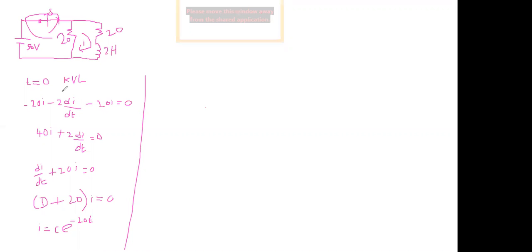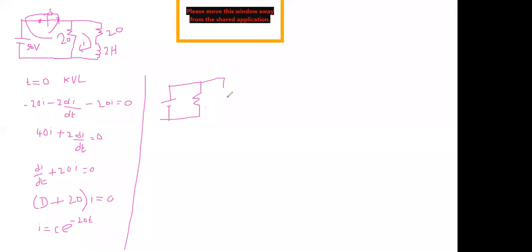Here the switch has been closed for a certain time. When the switch is closed, the inductor acts as a short circuit. Generally, for DC voltages, the inductor acts as a short circuit. If the inductor acts as a short circuit, then the circuit is like this, for the switch-closed case.